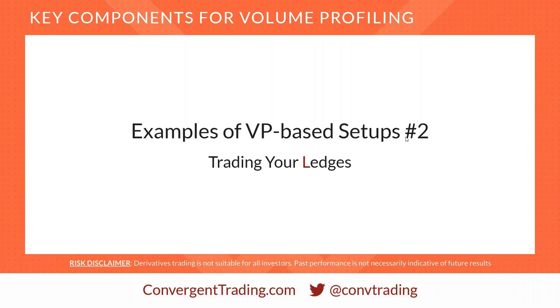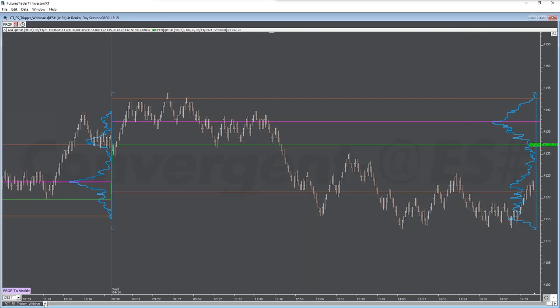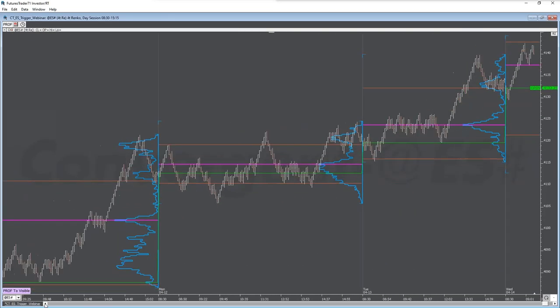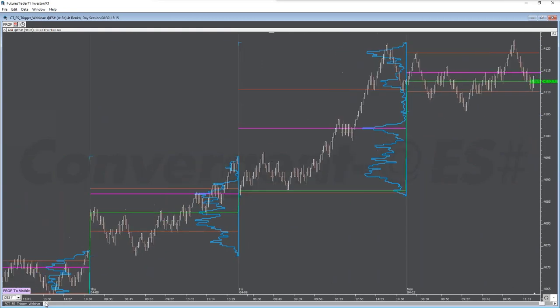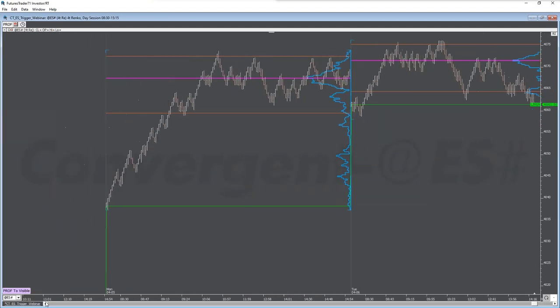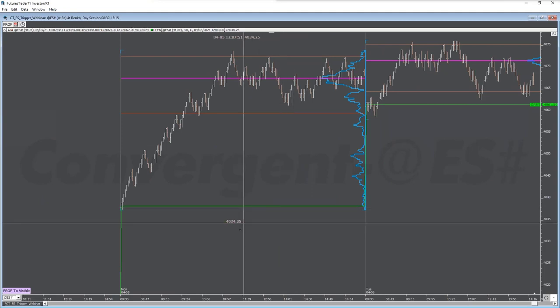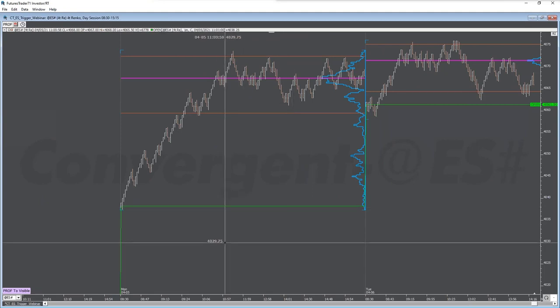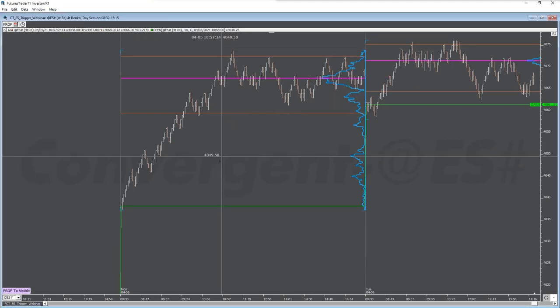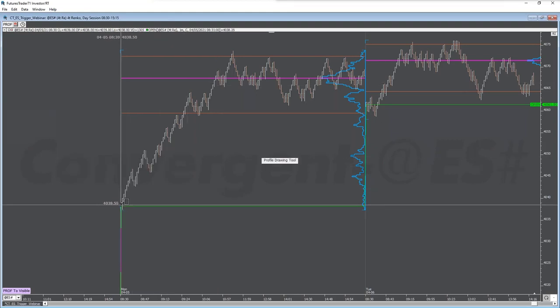So I'm going to show you a ledge. Ledges don't occur very often, but in this situation, let's just go back a few days. So we're going to go back to the 5th. So the 5th, what happened? We gapped up. We had a big gap. This was a gap and go situation. And we started, I'm going to create a profile. Actually, let me just draw it. I'm going to walk you through what happened on this day.